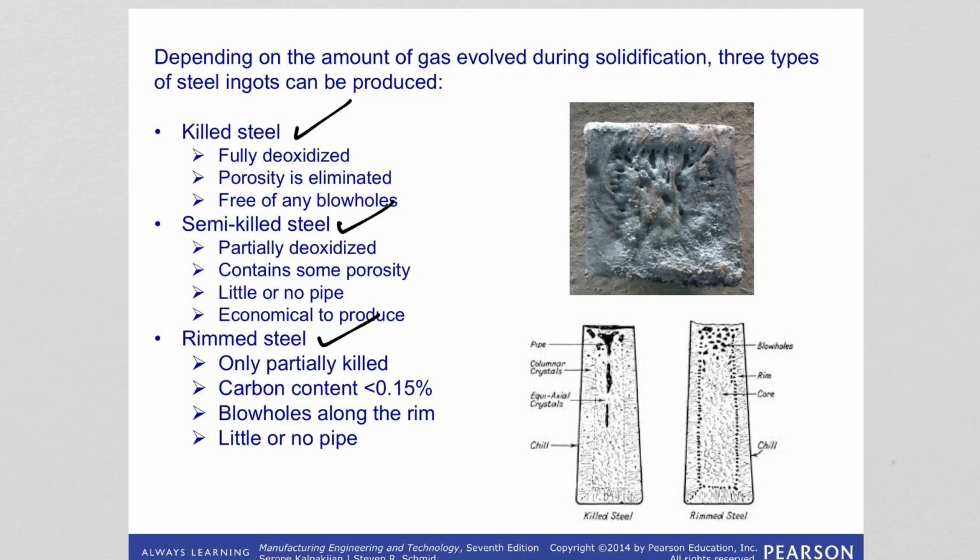Killed steel is also free of any blowholes. These blowholes are large spherical holes near the surface of the ingot. So I got you an image here of how they look on the surface of an ingot. This is how blowholes look. Killed steel is free of any blowholes.